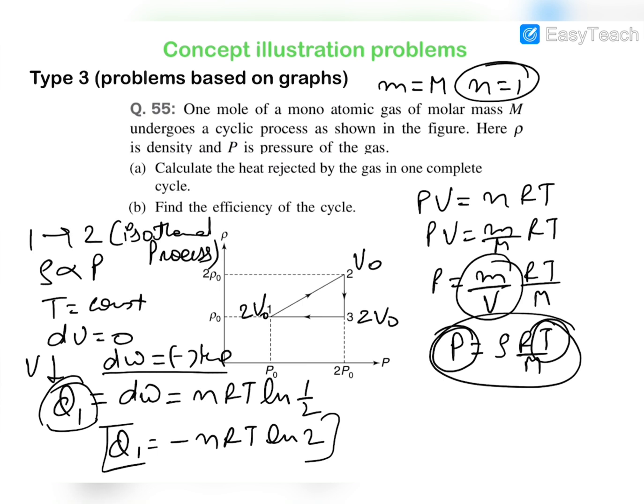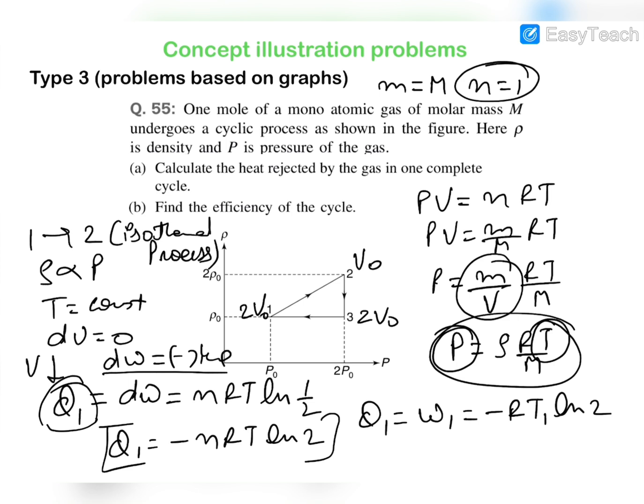Now n is 1, so we can say that Q1 will be equal to W1, and it would be equal to minus RT ln 2, where T is either the temperature of 1 or the temperature of 2 because these are the same. Okay, now let us move on to the next page.